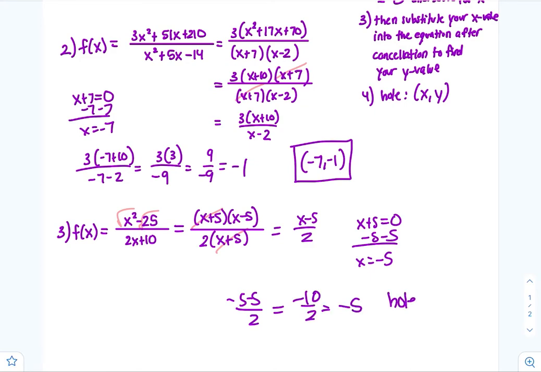So our hole is going to be at negative 5 comma negative 5. And that is how you find your holes.